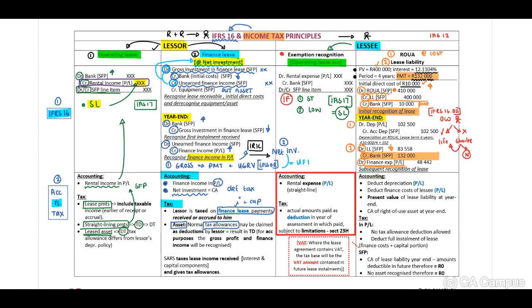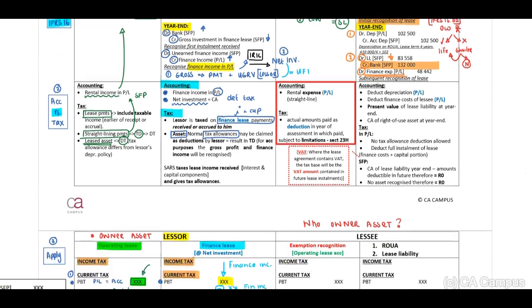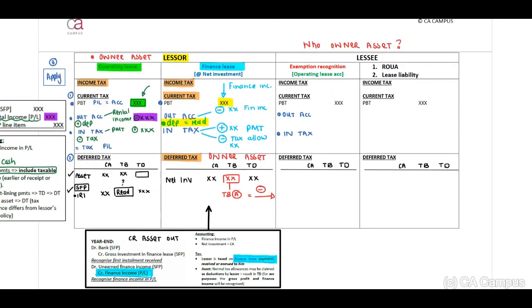Let's move on to our exemption recognition, our operating lease accounting. The difference in terms of our accounting versus our tax rules. Now, guys, very similar as per the operating lease of your lessor. We are just now looking at this from the lessee's point of view. Okay, so guys, I'm not going to work through the theory with you on this one. I'm going to look at the implication of the theory on our very basic scenario.